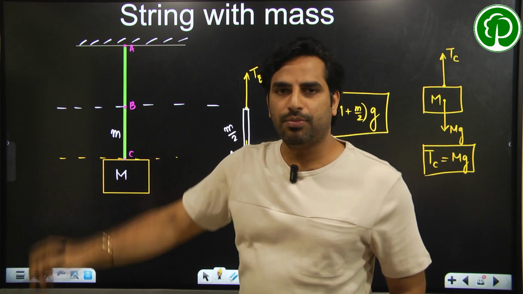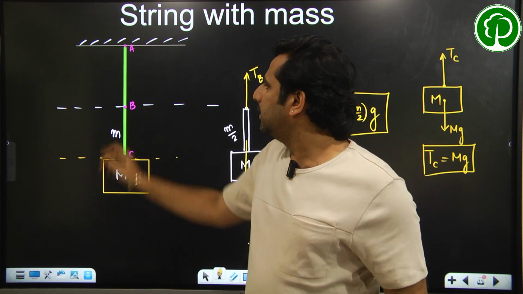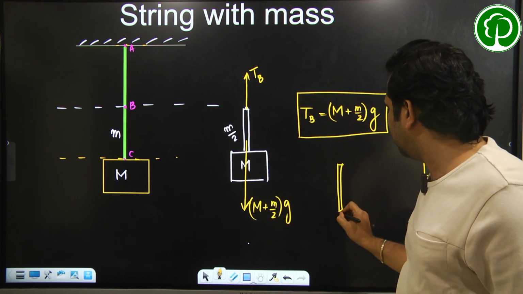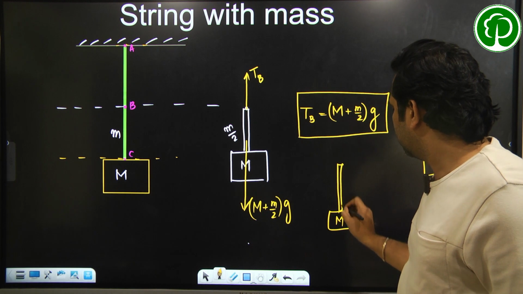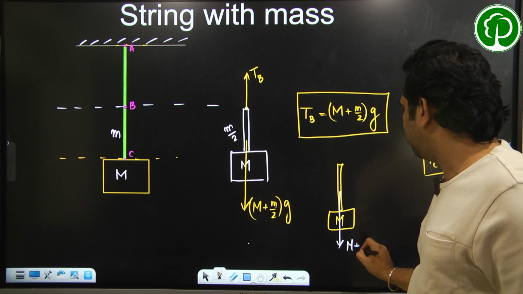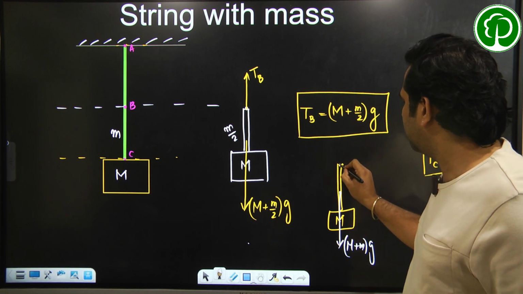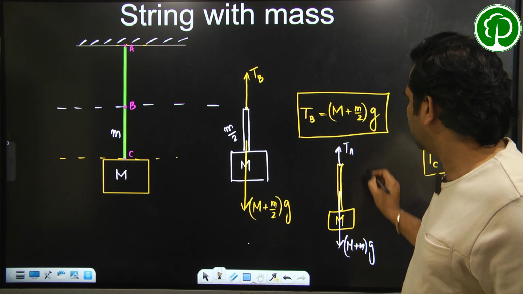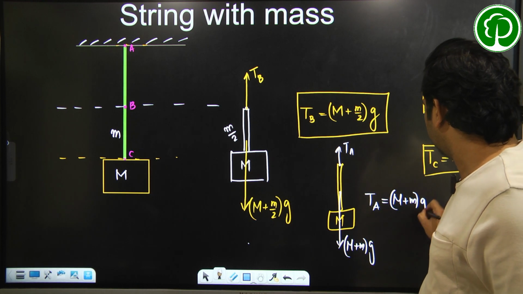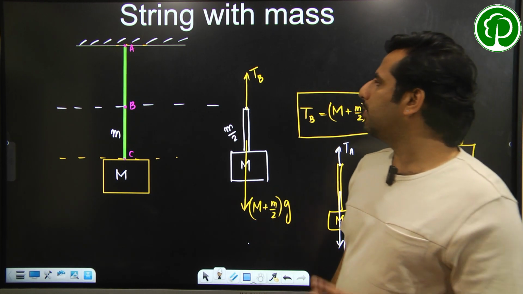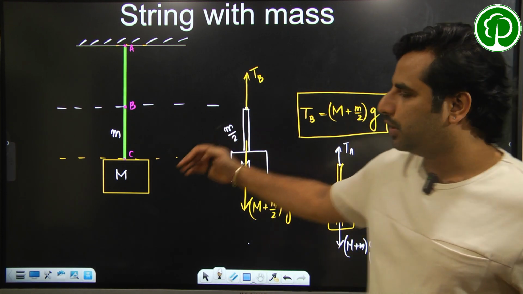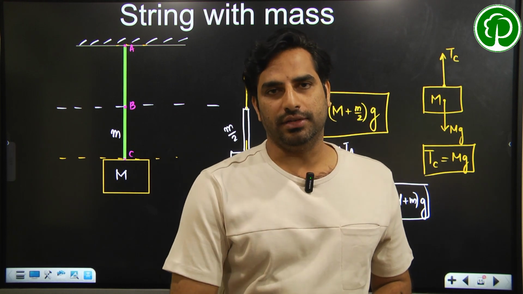Suppose you have to find the tension at point A, the topmost end, then consider the system. Now it is the entire rope and the block. The forces acting on these two things taken together is M plus m into g, and the tension at this point A is Ta. So Ta is equal to M plus m into g in equilibrium. So the tension at the topmost point is M plus m into g, at the midpoint is M plus m by 2 into g, and at the bottommost point it is simply capital M into g.